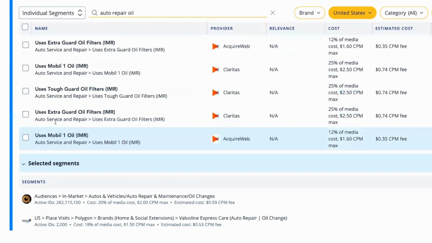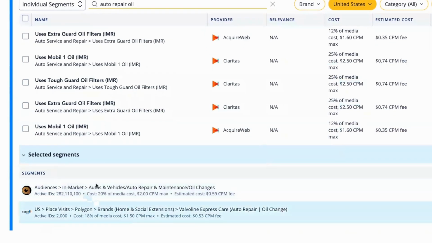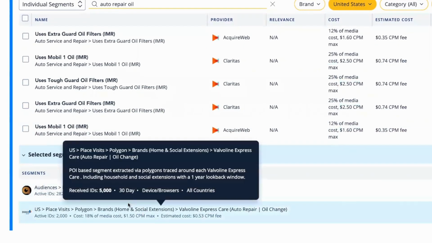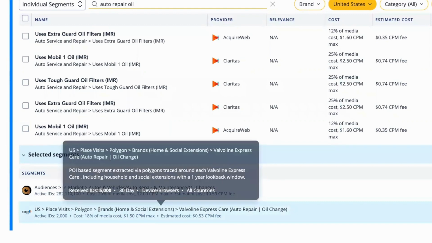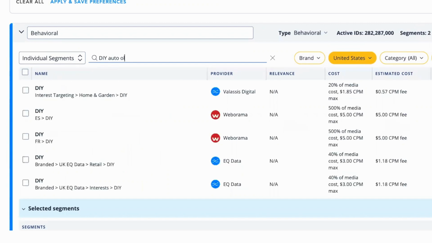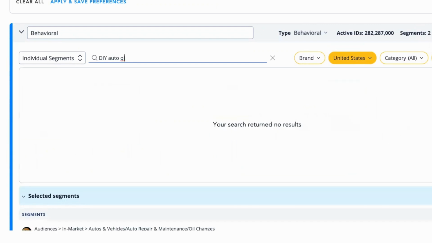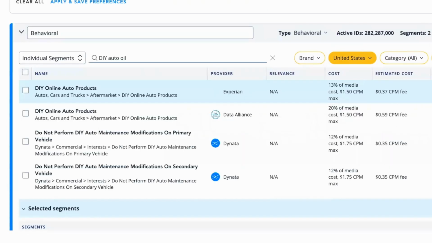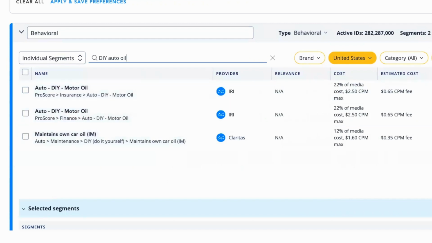So I see I'm selecting some. I don't need to select everything. I really want to be as specific as possible. I want to test a handful of them. I'm going to search DIY auto oil and see what comes up, because again, I want to target the people that are doing it themselves.